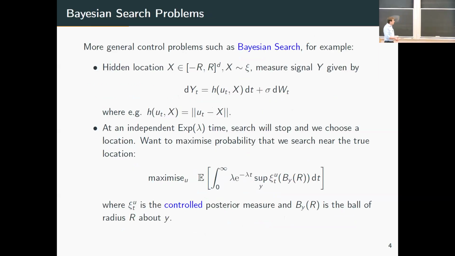And so you can ask, actually, there's a much bigger class of problems which capture all of these features. An example of a more general type of problem, which is now very much a control problem, but has very common features with some of the stopping problems we talked about, you could think of as being Bayesian search.